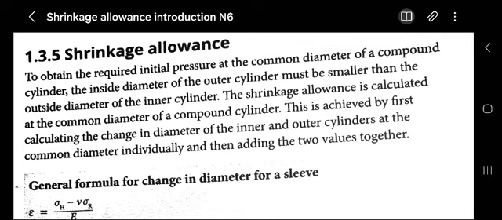Today we'll be looking at shrinkage allowance. It's N6 Strength of Materials. This is the introduction, by the way.